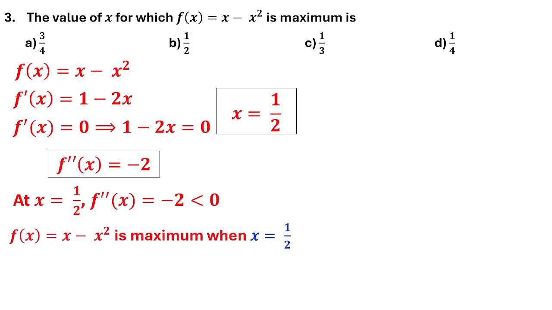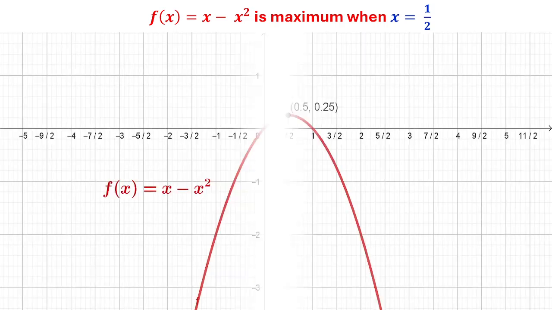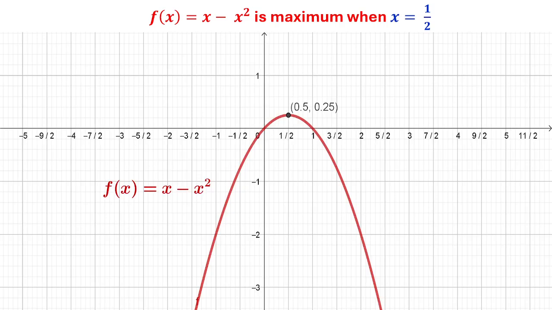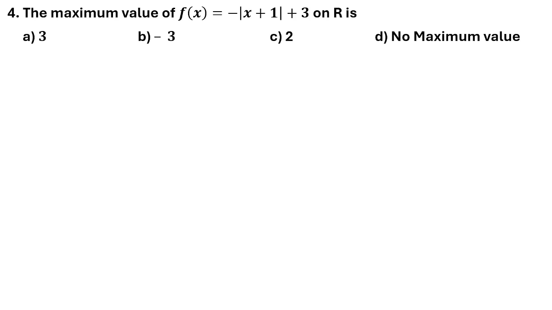Therefore, it is the maximum. Second derivative less than 0. Therefore, it is maximum when x is equal to 1 by 2. Therefore, the option is B, 1 by 2. Now, we are looking at the graph. It is maximum at the point 0.5. Maximum value is 0.25.